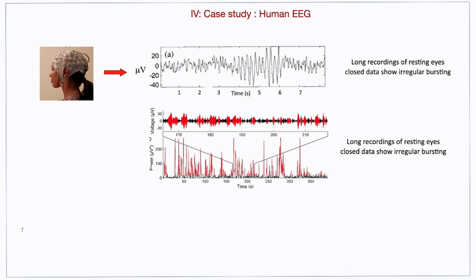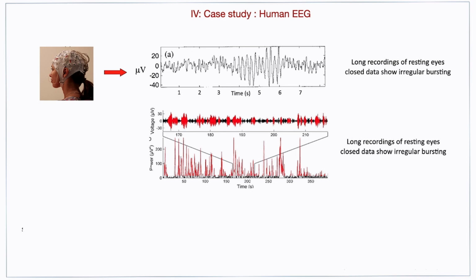So this is just resting state EEG. This was from Petra's data. We had some in Sydney. If I square the amplitude, I've got power. And if we look over long periods of time, 6 minutes, you see the power fluctuates from low to very high.